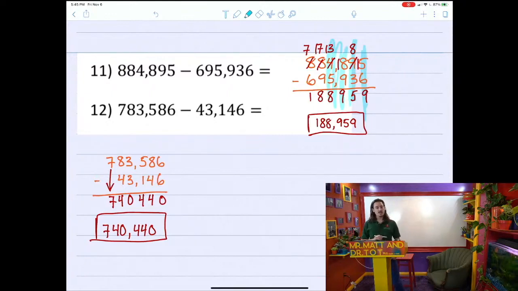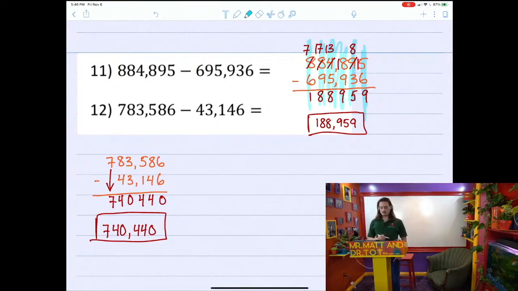I can't take 9 away from the new regrouped 7, so I have to borrow from the hundred thousands place, so that becomes 17 minus 9, which is 8. And then finally, I have the last digits of just 7 minus 6, which will be 1.